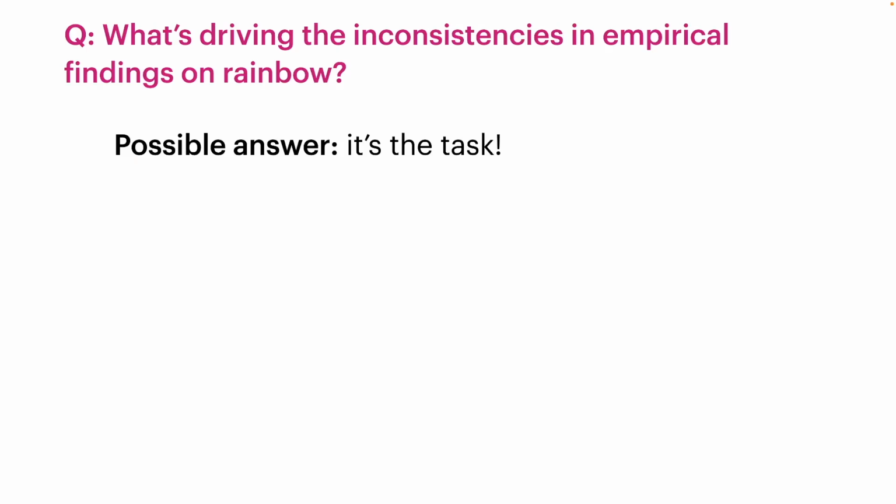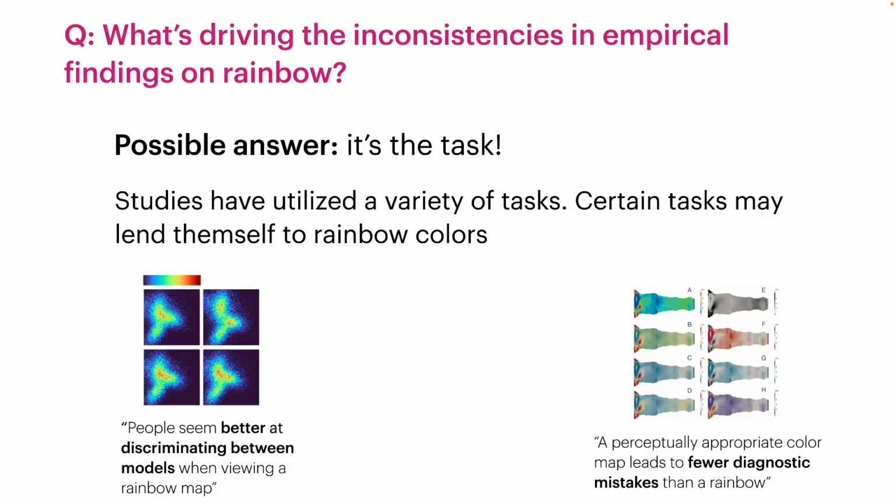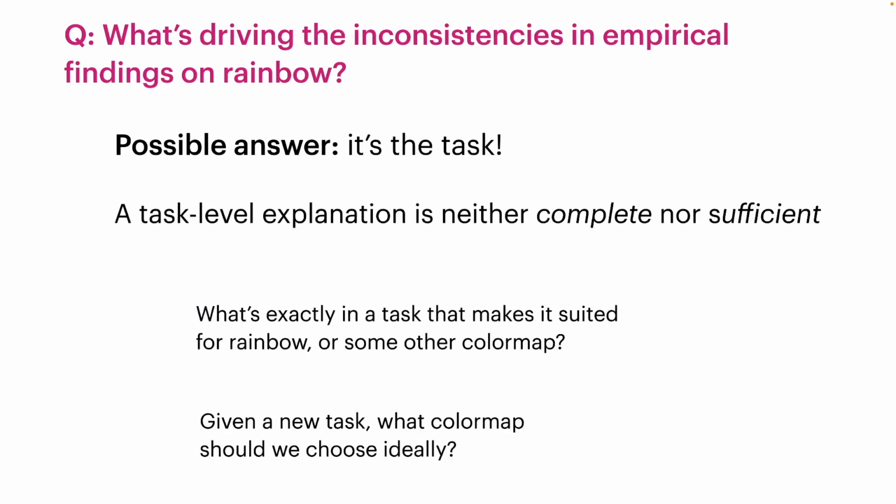One answer is it's simply a matter of task. Different studies have utilized a variety of tasks, like comparing models or making medical diagnoses, so it's conceivable that people might be able to do better with a rainbow color map under certain conditions. But this explanation is not really satisfying, because it doesn't tell us what's in a task that makes it more or less suited for a particular color map. And more importantly, without an explanation, there's no way of predicting if a new unseen task might work better with a rainbow color map or with something else entirely.